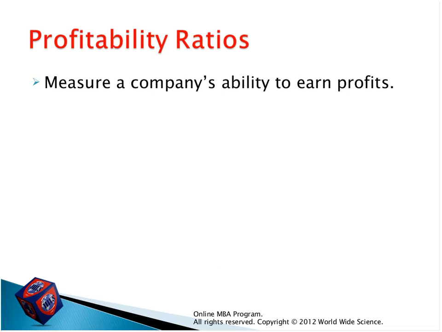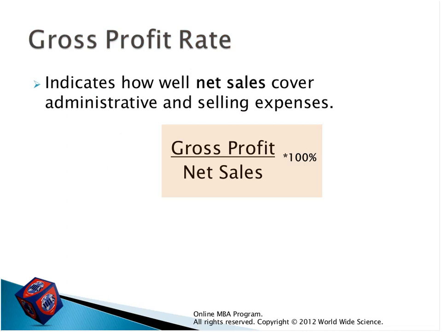So today we are going to continue with the ratio analysis topic. We stop on profitability ratios. So what is the profitability ratio? It measures the company's ability to earn the profits. We have a few types of profitability ratios. Let's see them. First is the gross profit rate.